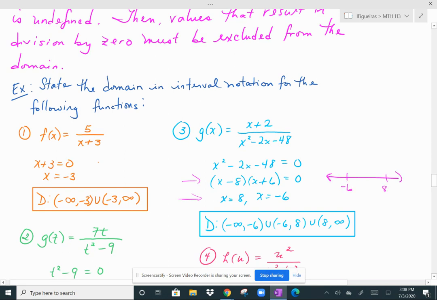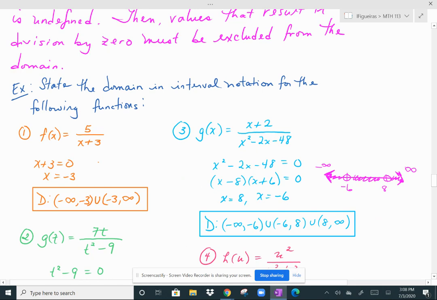So -6 and 8 were the answers we got. -6 and 8 have to be excluded from the domain, but everything that I am shading in is in the domain. So that means you're going to have 3 intervals, and you write them from smallest to largest. So the first interval goes from -infinity to -6, then from -6 to 8, which is this middle part, and then from 8 to infinity. And we put union symbols between them. The U means union, which means and. So those 3 intervals give you the domain of that function.